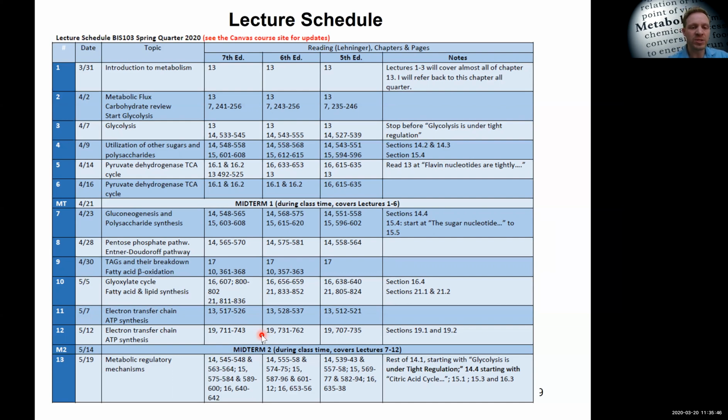And then moving on, we'll start sort of a first lecture on actually putting it all together. So taking the knowledge we have gained from these first two midterm periods to try and understand how are all these pathways working with each other interconnectedly and how they're regulated.